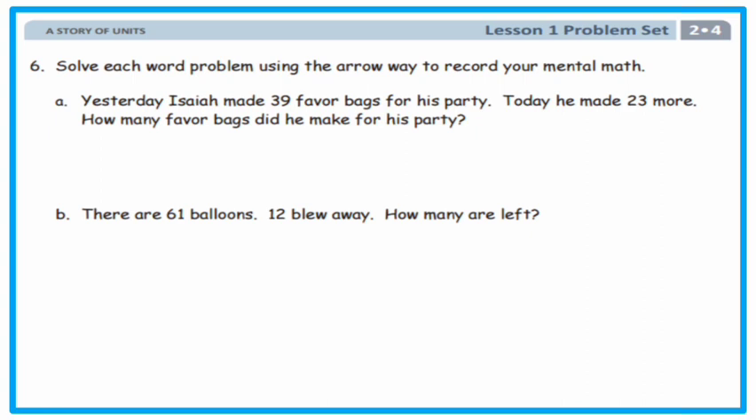Okay, there are 61 balloons, 12 blew away. How many are left? Which is 61 minus 12. Okay, that's 61 minus 10, which is 10 less of 61, and that's 51, minus 1, and minus 1.